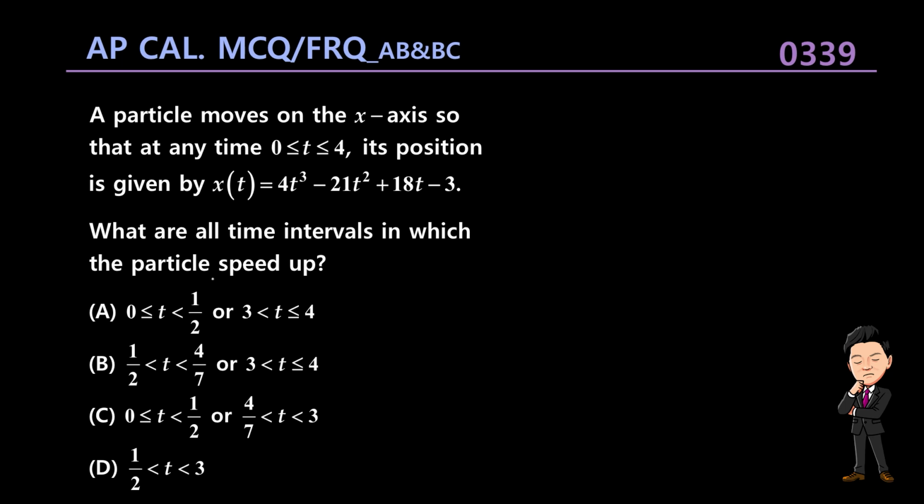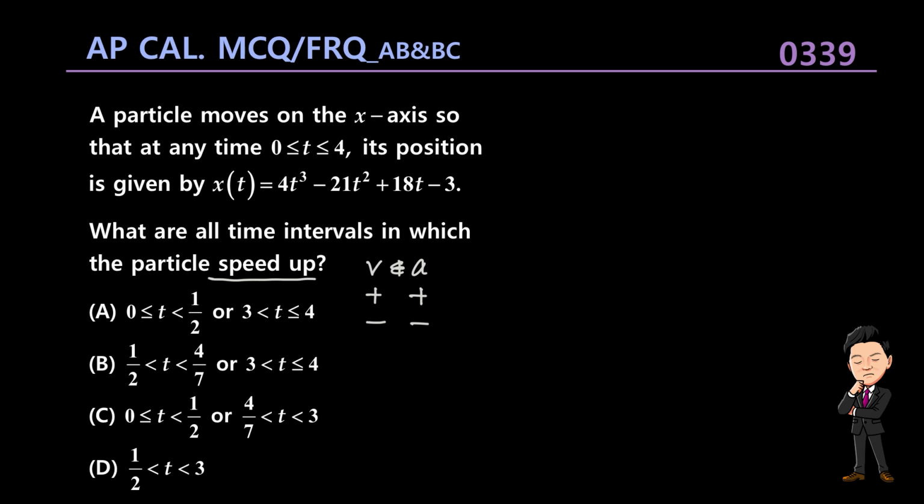Remember, the particle speeds up when the velocity and acceleration have the same signs, either positive, positive, or negative, negative. In these cases, the particle speeds up. Also, the particle slows down when the velocity and acceleration have different signs. Let's say velocity is positive and acceleration is negative, or velocity is negative, acceleration is positive. In these cases, the particle slows down, right?